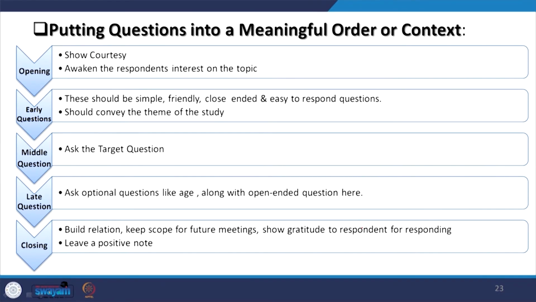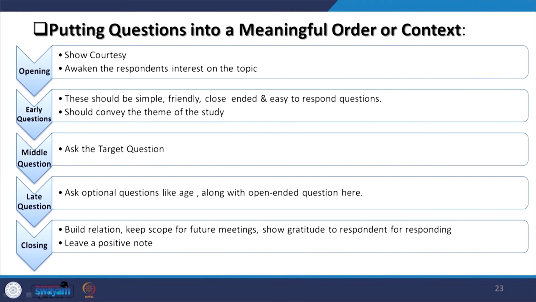Then the second part of our questionnaire design is called early questions. These should be simple, very friendly, close ended, easy to respond questions. We have the format, I will show you. I have already shown you questions of ISDS and the National Family Health Survey. Early questions should convey to the respondents the theme of the study, and in the middle section, ask the target question.